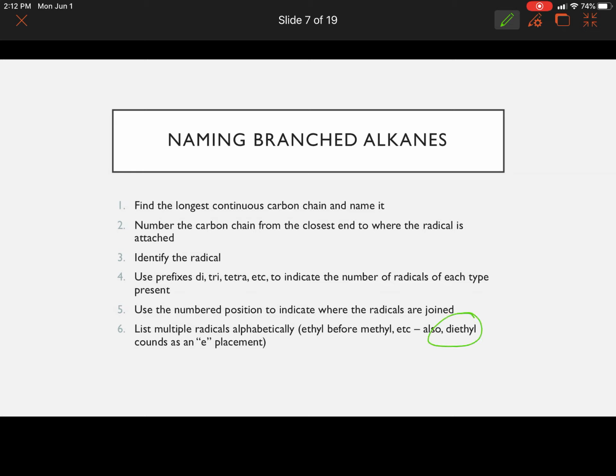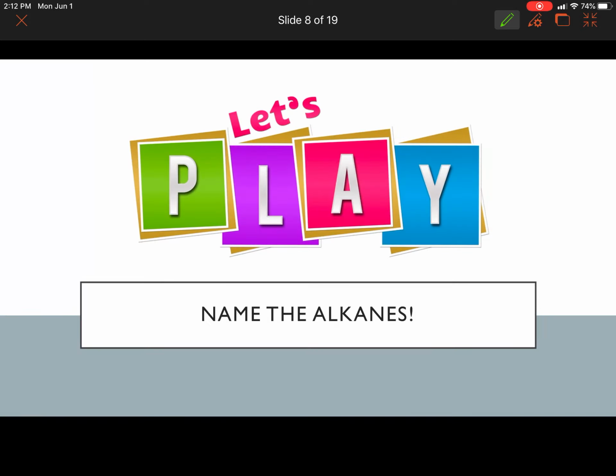One thing to note, if you have diethyl, one of the prefixes there, this would count as an E placement, not a D, okay? These rules will make sense as we go through here.